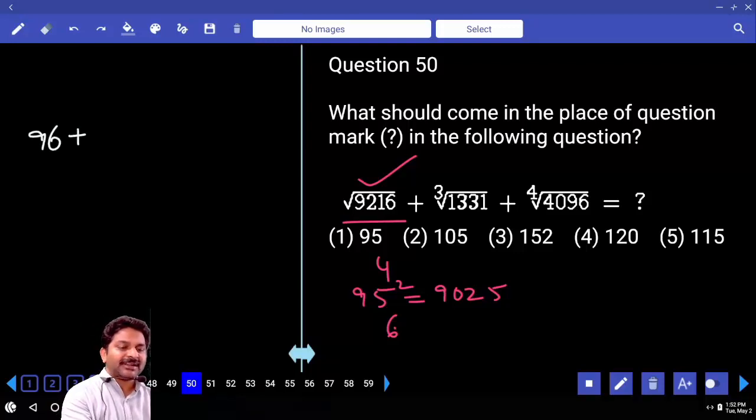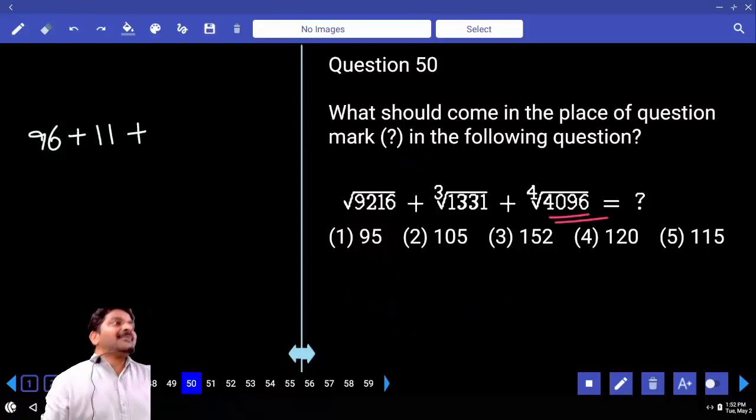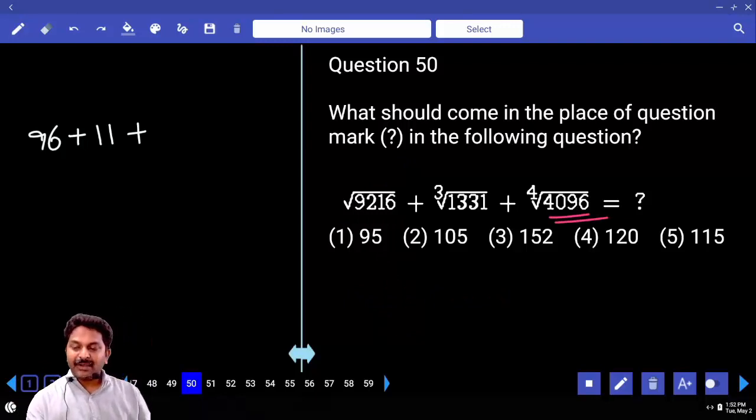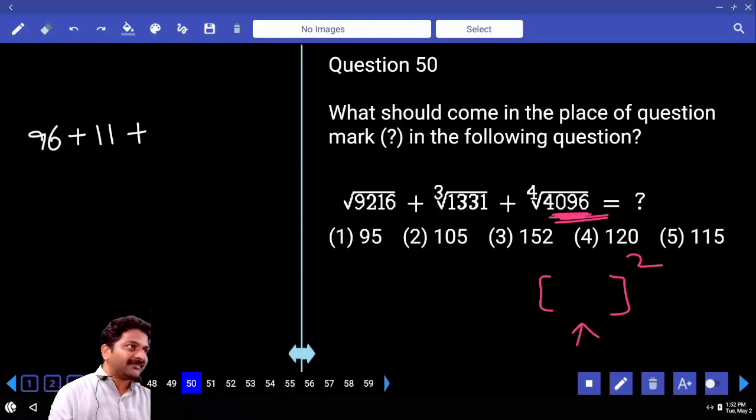Plus, which cube is that? Cube root and cube get cancelled. 11 plus. Right. Let me tell you, here for this number we have fourth root. Yes. That means when you identify square 4096 as square of some number, this also must be a perfect square.